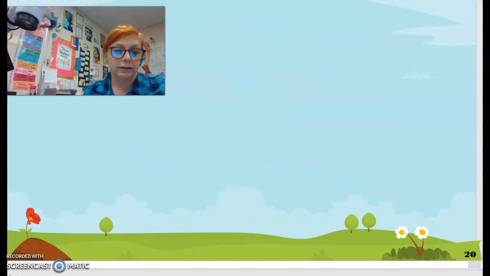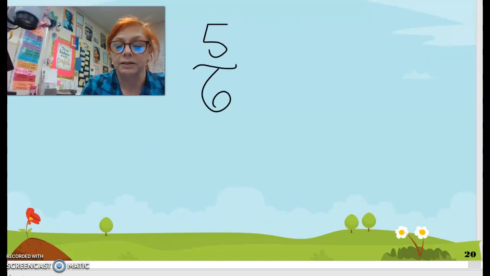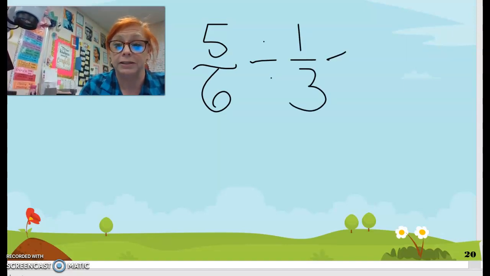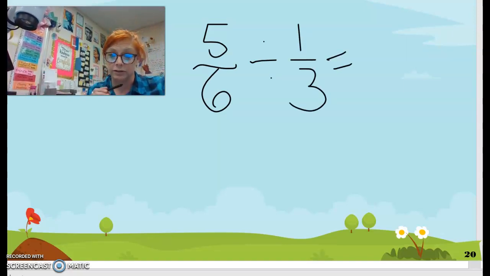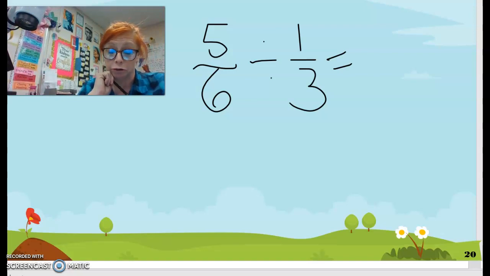Let's go to a new slide. All right, let's see if you can do this one on your own. 5/6 divided by 1/3. Wow, this is a pretty easy one. I don't think you're going to have any issues. So, do any of them need to be made into improper fractions? No, it's normal. So what do I do? What is my next step?